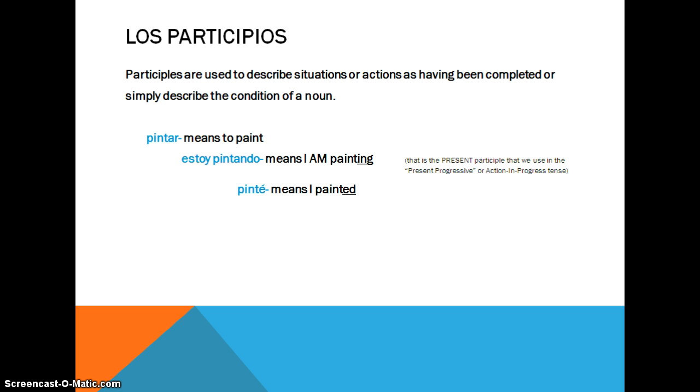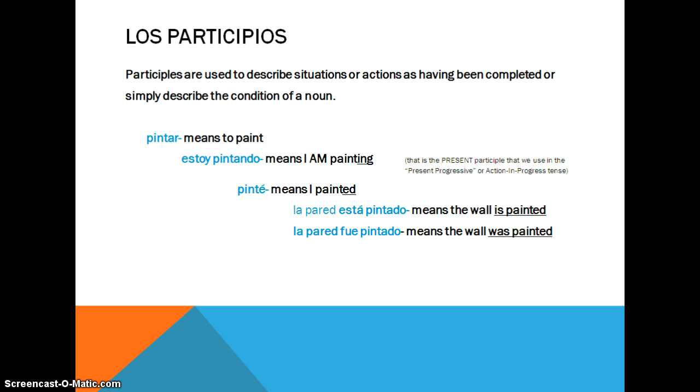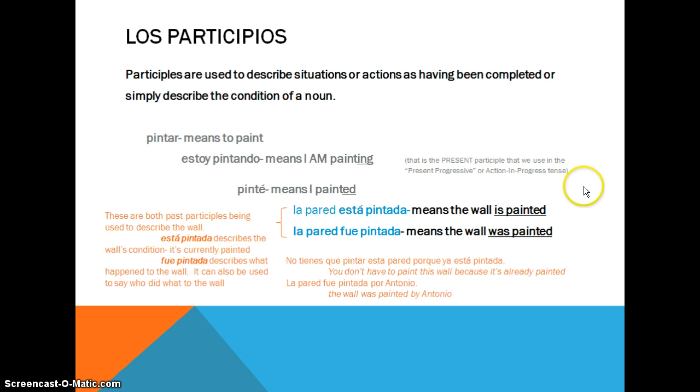Pinté means I painted, but how do I say it's painted or it was painted by? Well, I use a past participle. So I can say la pared está pintado, which means the wall is painted. In that case, I'm telling you the condition of the noun. Or I can say la pared fue pintado, which means the wall was painted, and I'm telling you about an action that's been completed. So these are both past participles right here, and they're used to describe the wall.